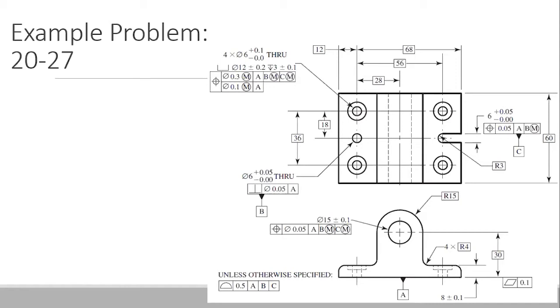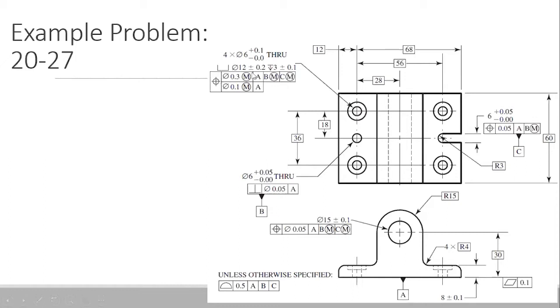Professor, what do the A, B, C stand for again? Where do you see this A, B, C? The top one on the left corner, it has ABC. These are the datum planes: datum A, datum B, datum C.